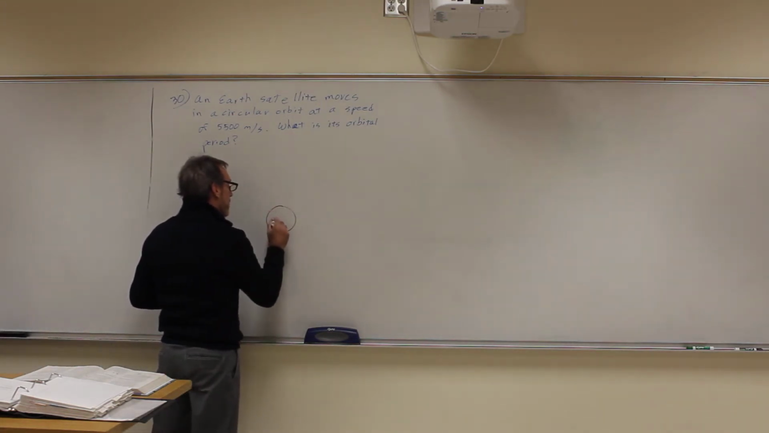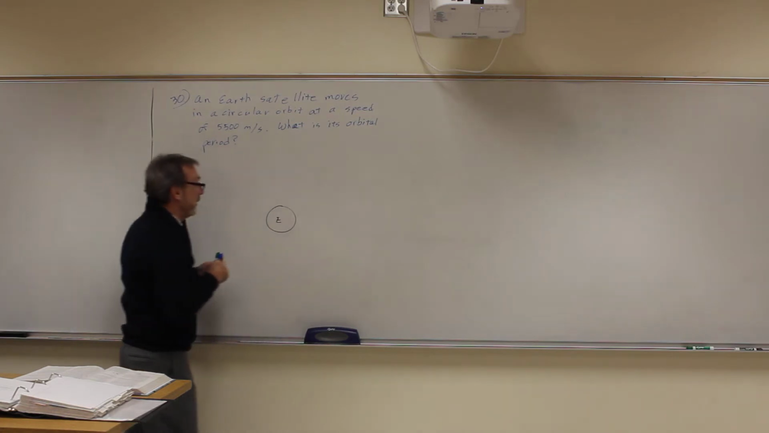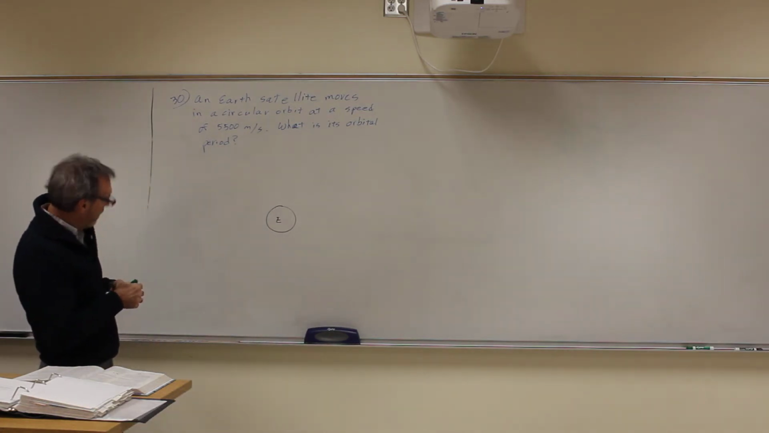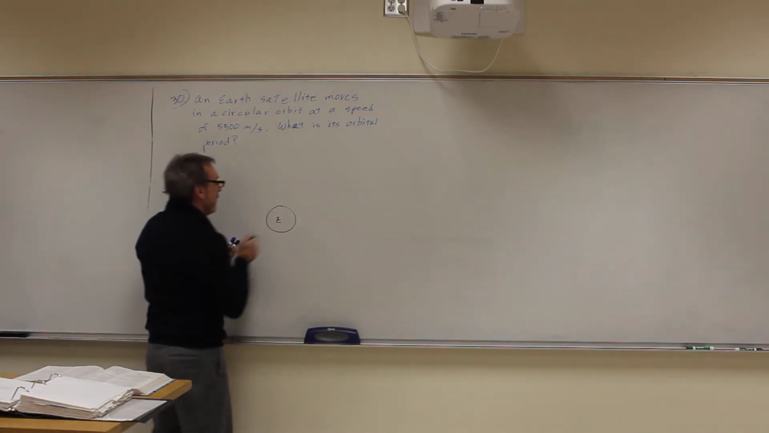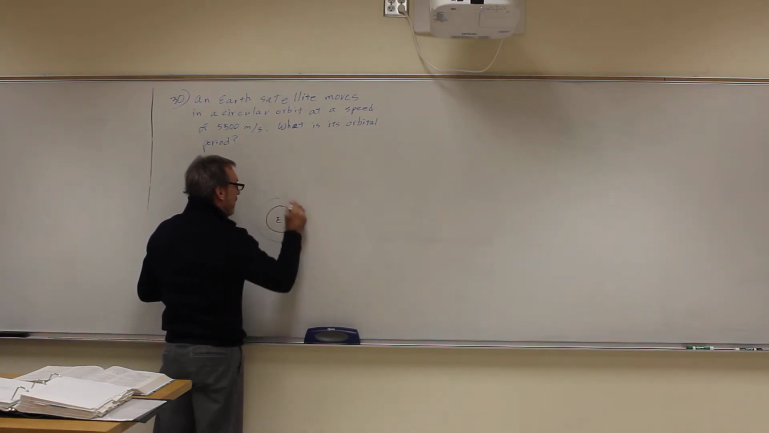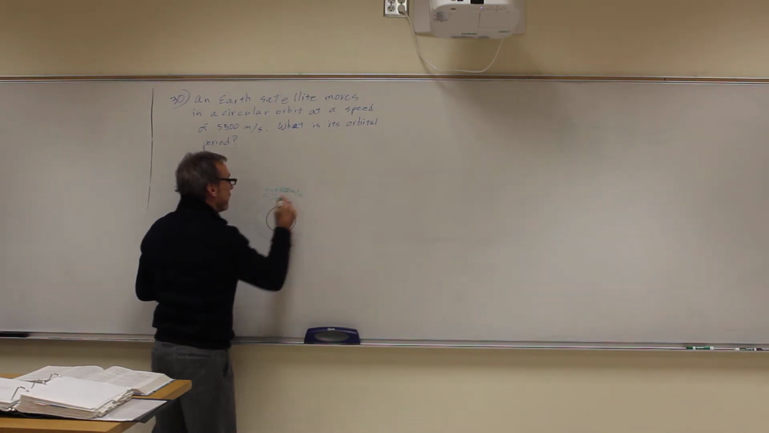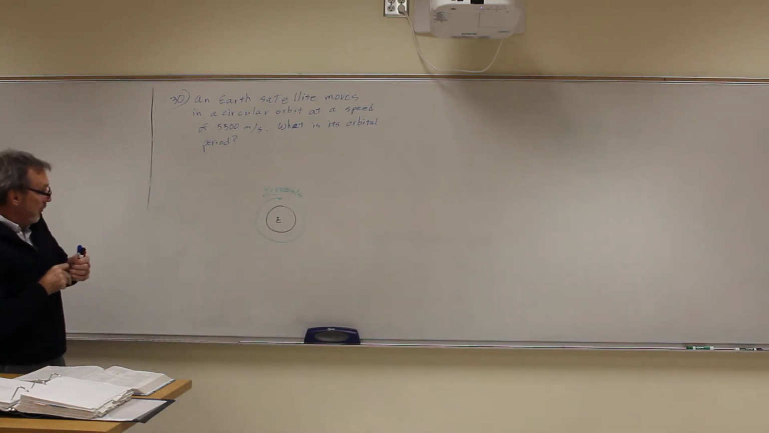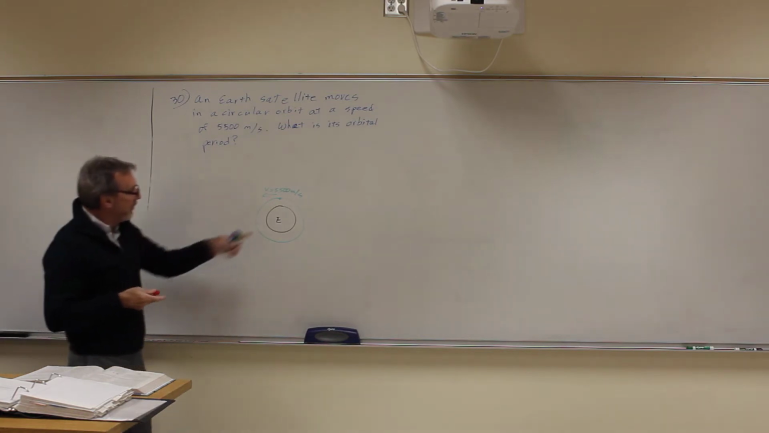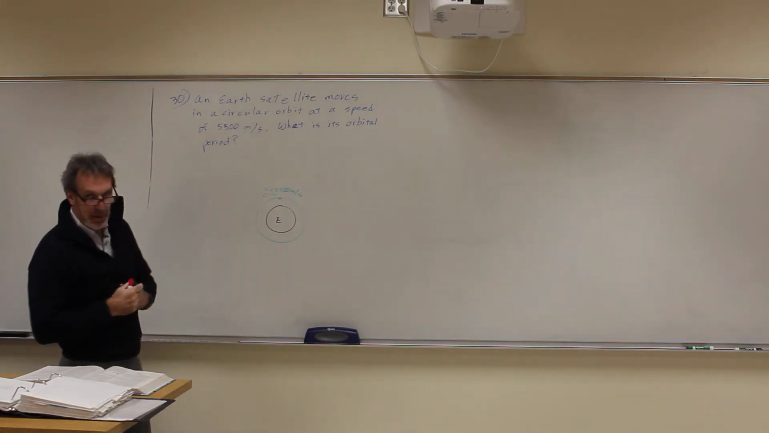So here's the Earth, right here. And we know its velocity. So we have this going, it's in a circular orbit, and we know it has a velocity equal to 5,500 meters per second. We want to know how long it takes to go around the Earth. So we need its period.